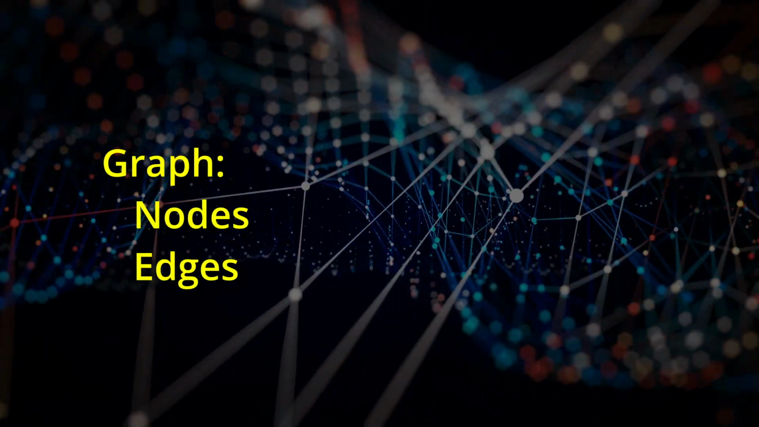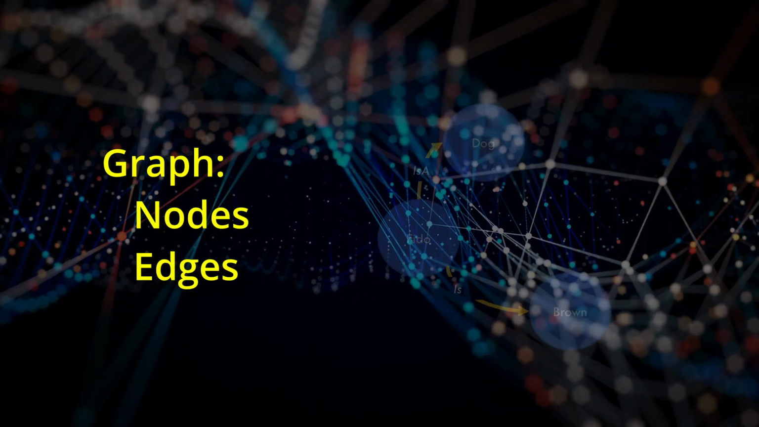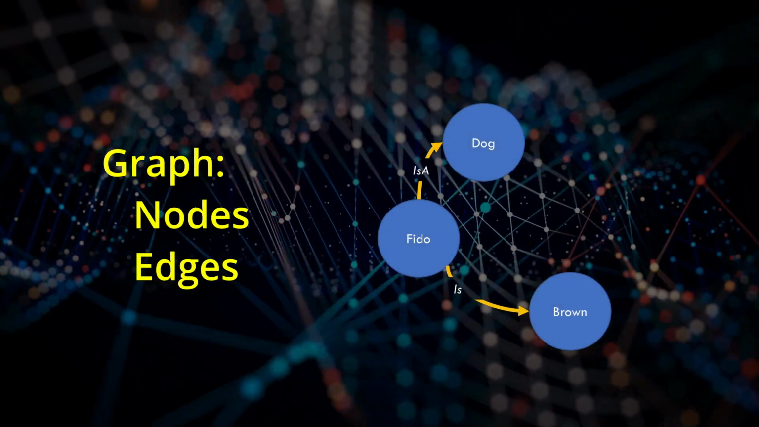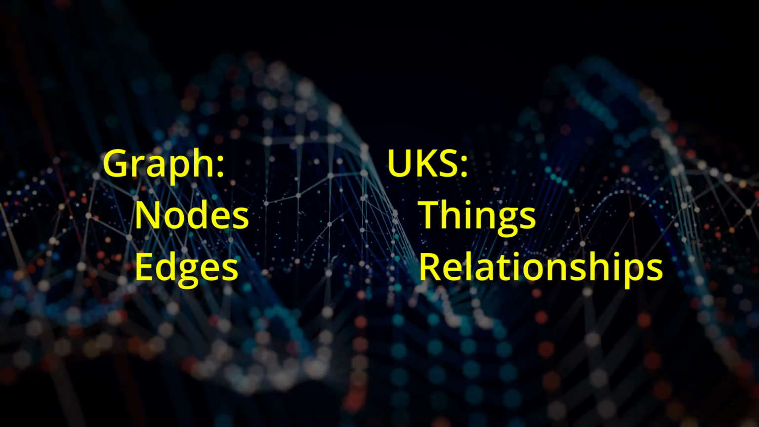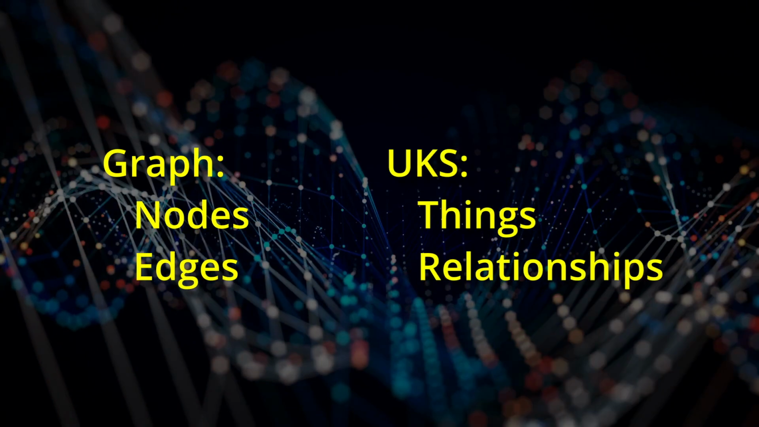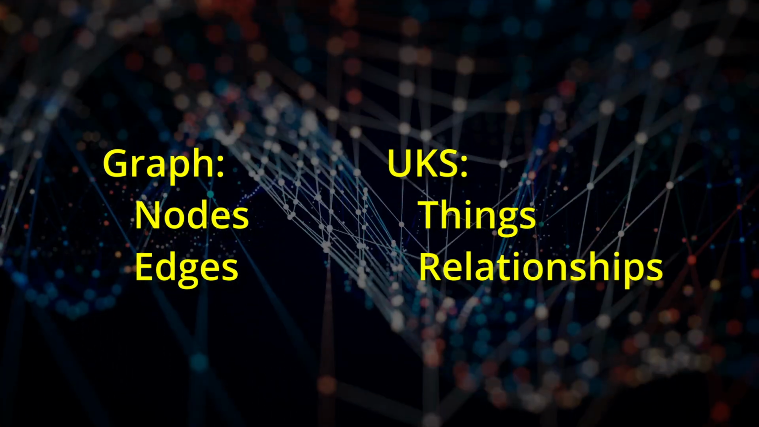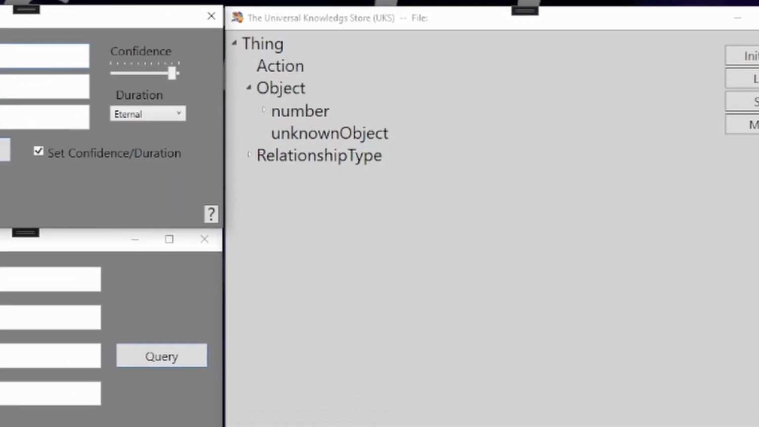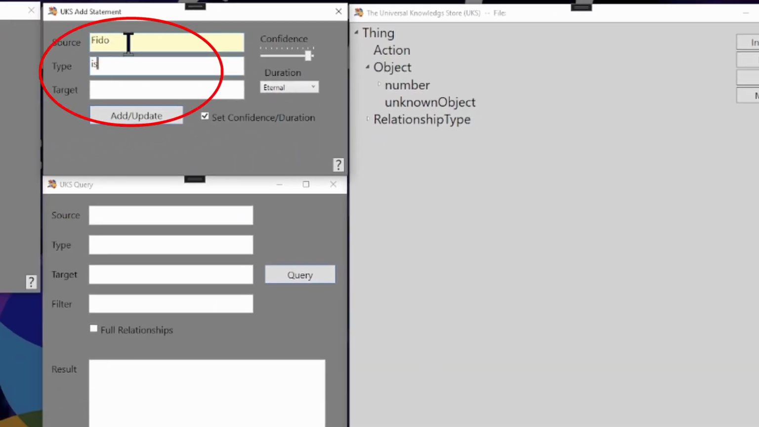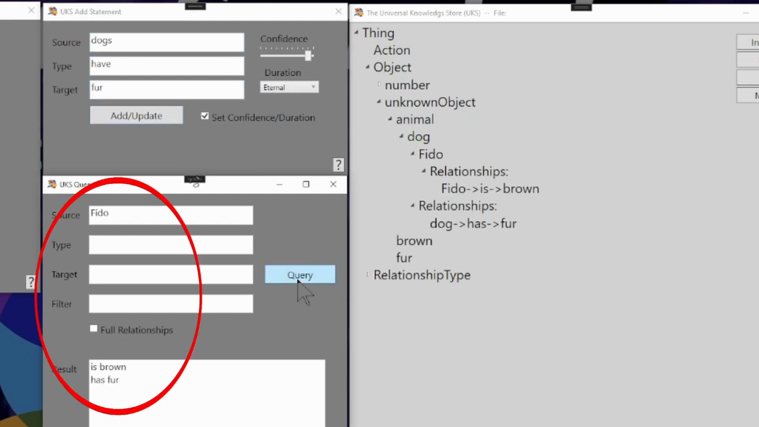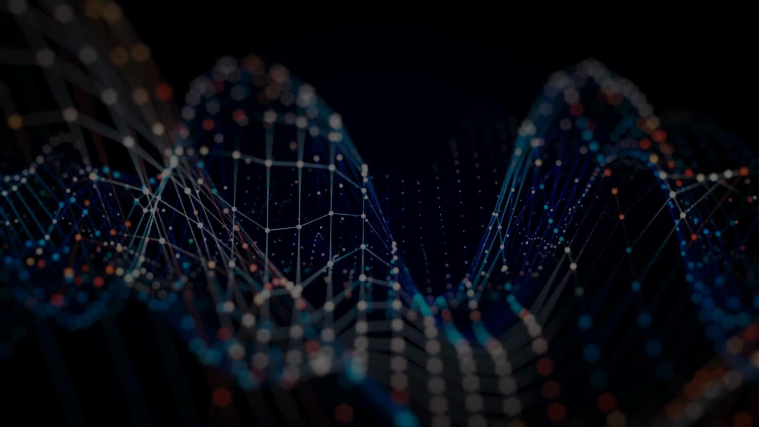In the last video, I introduced the concept of the Universal Knowledge Store, the UKS, and gave an overview of how information is represented as a graph of things connected by relationships. Also, I described how to add knowledge to the UKS and query it back again. So let's start there and explain some of the features you may have already noticed.